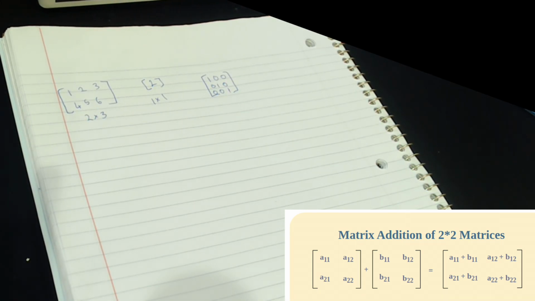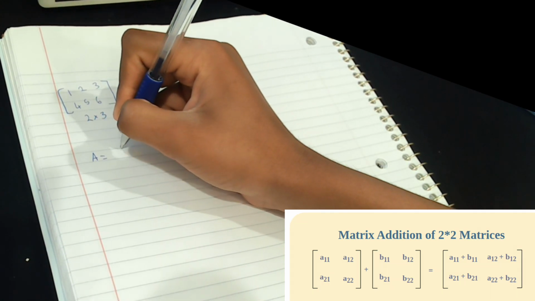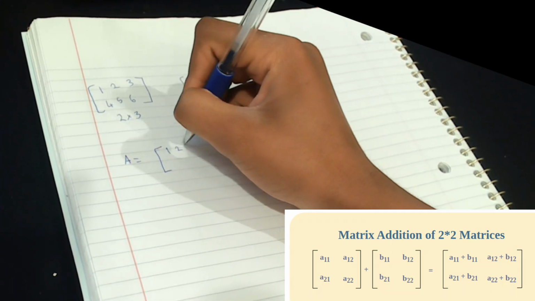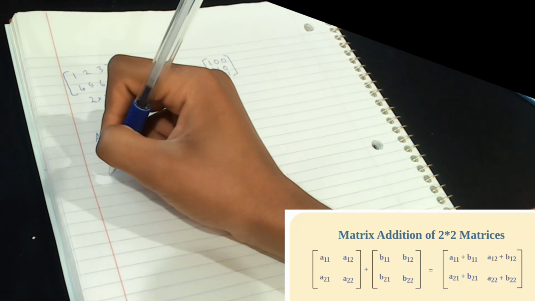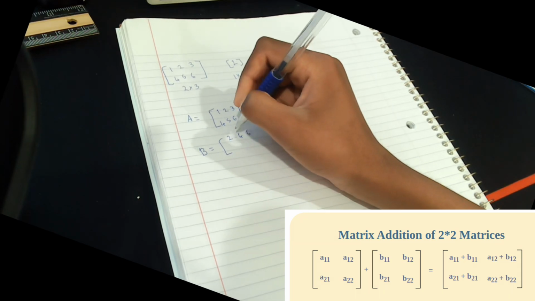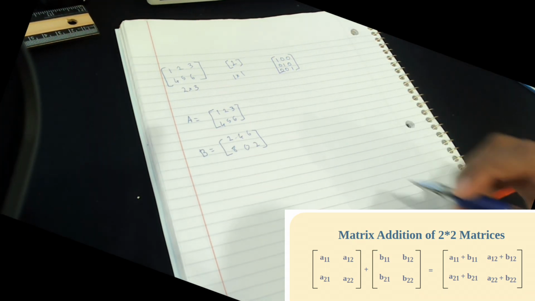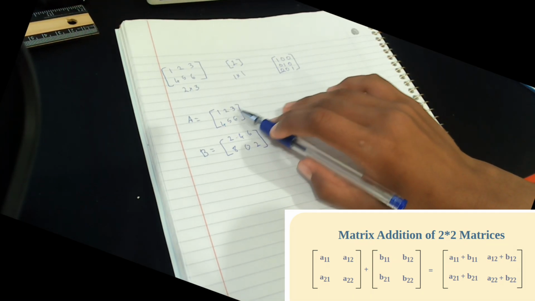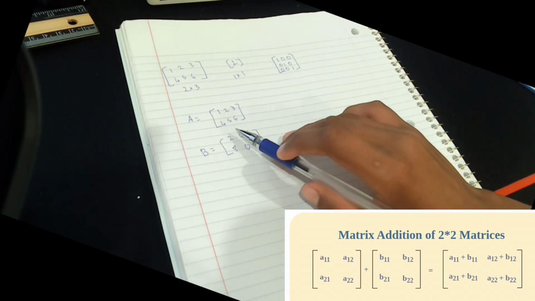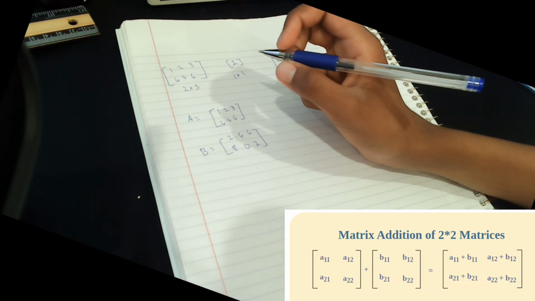Now, with that, let's see this as an example. Let's say matrix A is equal to 1, 2, 3, 4, 5, 6. And let's say matrix B is equal to 2, 4, 6, 8, 0, and 2. So now, if we have to add A and then B, then A plus B will be the size of 2 by 3 as well. As you can see, this has 2 rows and 3 columns, so it's 2 by 3. 2 rows, 3 columns, so it's also 2 by 3. And our answer is also going to be 2 by 3.